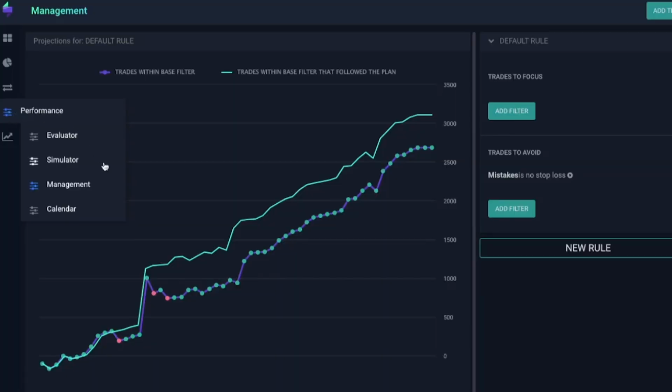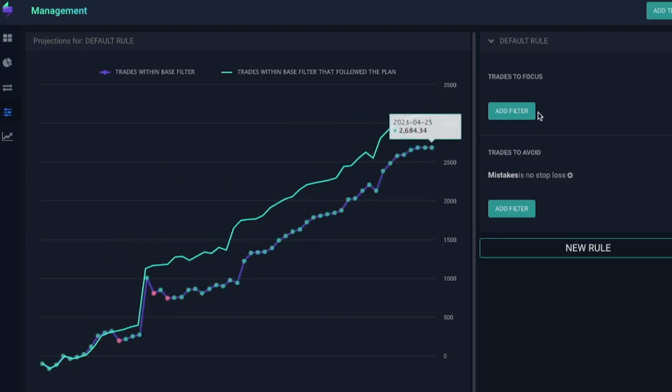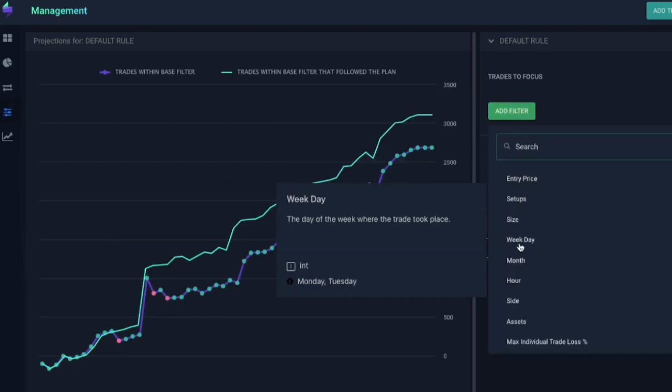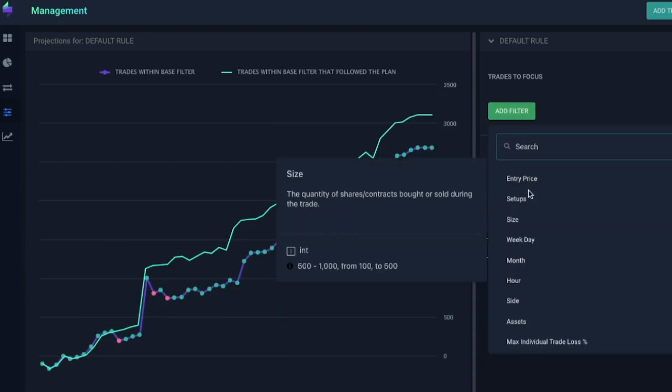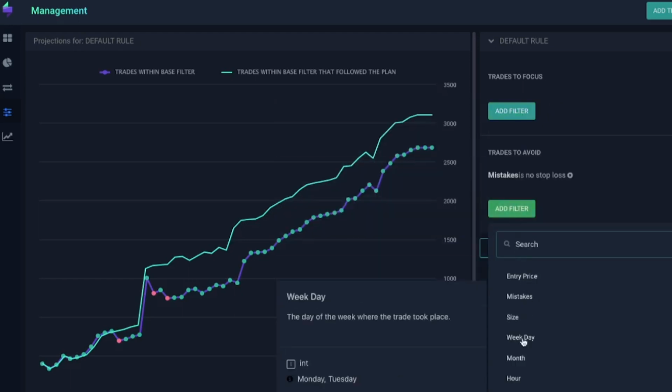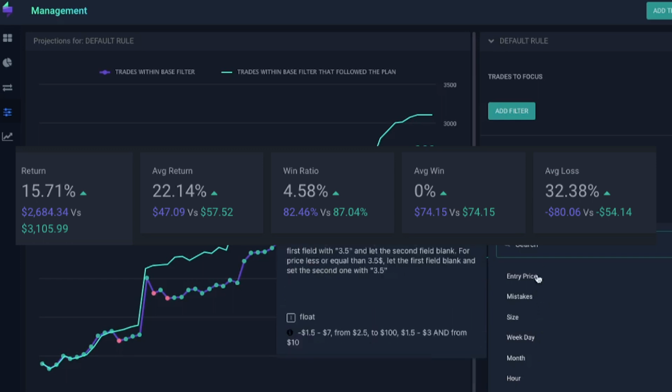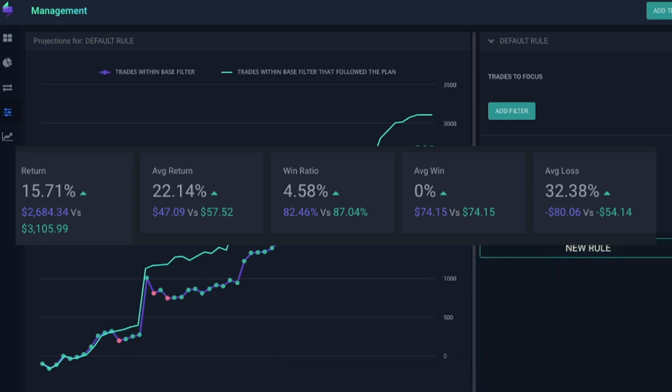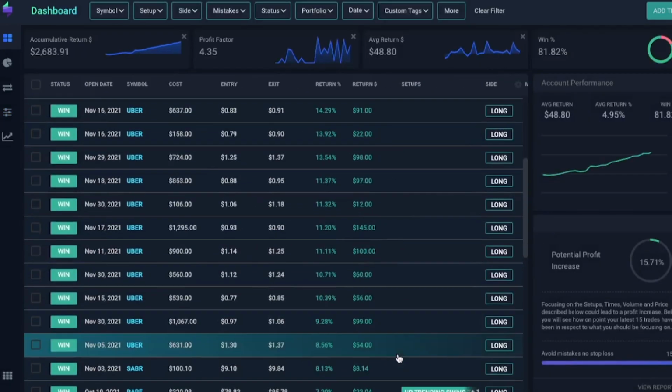So let's go back to the management option under the performance tab on the left. This is where you can insert your trading plan, meaning filter different criteria to avoid and ones to focus on. The purple line will show you how your portfolio did, and the green one tells you how you would have done if you had followed your plan and only your plan. As you can see, if I hadn't made the mistake of not following my stop loss, I would have made 15.71% more. Now, if I go to my dashboard and check out the potential profit increase widget, this will show the potential profit increase of 15.71%.